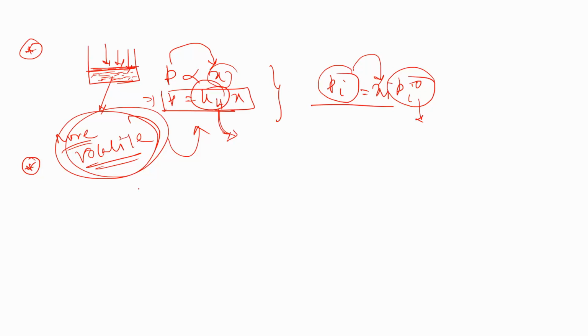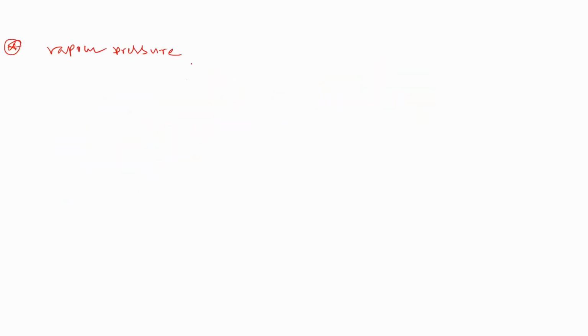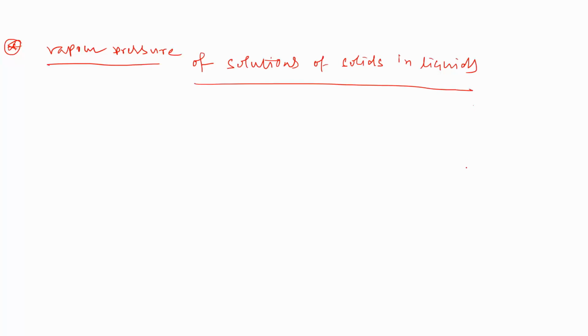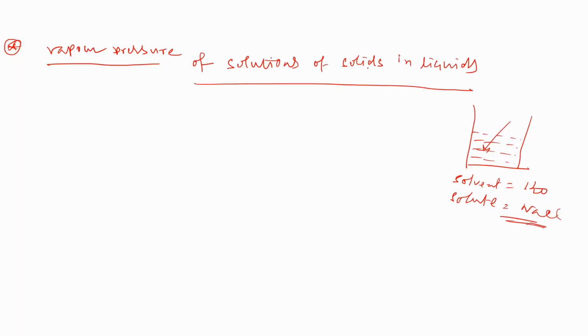Now the vapor pressure of the solution of a solid in liquid, this is the interesting thing. Vapor pressure of solution of solids in liquids. Okay, so let us consider I have a solution. Here the solvent is pure water, and the solute is suppose NaCl. So the solute is solid, and the solvent is water. What will be the vapor pressure, will it decrease or increase, that is the main thing.